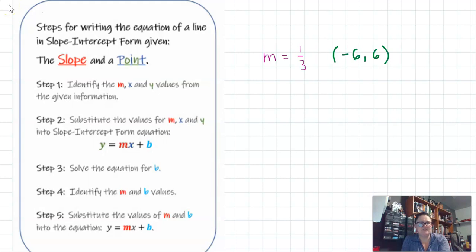Okay, so it says identify the m, x, and y values from the given information. So right here, m is 1/3. That's our slope. We already know that.